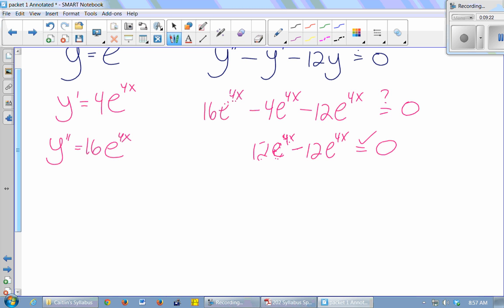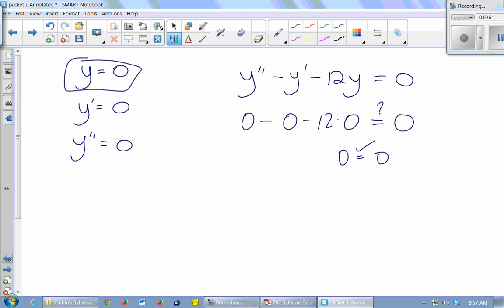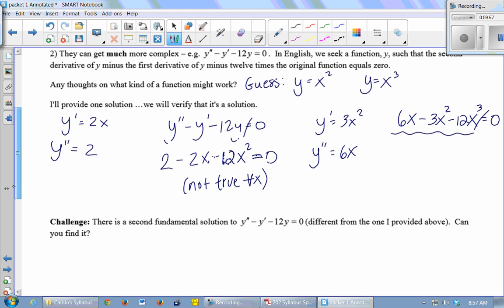So that means that e to the 4x is in fact a solution to this differential equation. That is a function whose second derivative minus its first derivative minus 12 times itself gives you 0. How to come up with that, right, is a topic for another day. But now we are able to see that it is a solution. A solution to a differential equation is a function and you check by plugging it in.